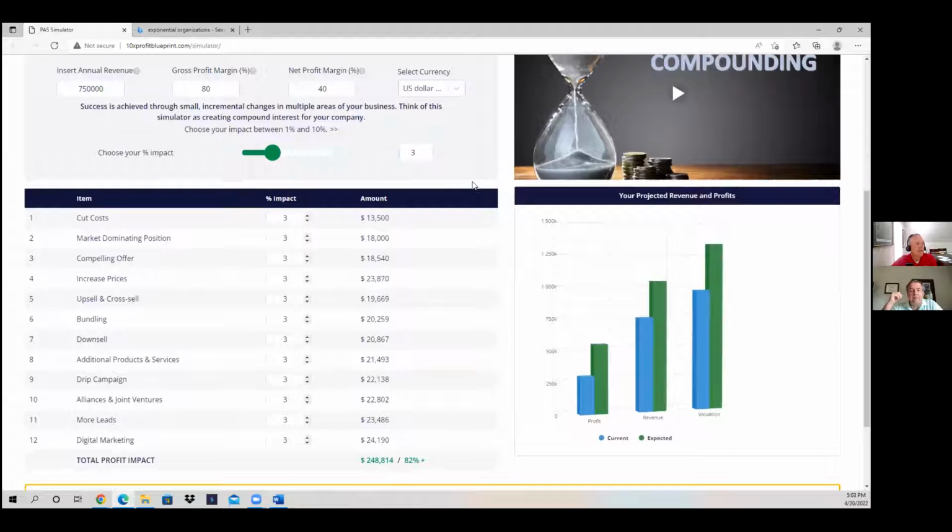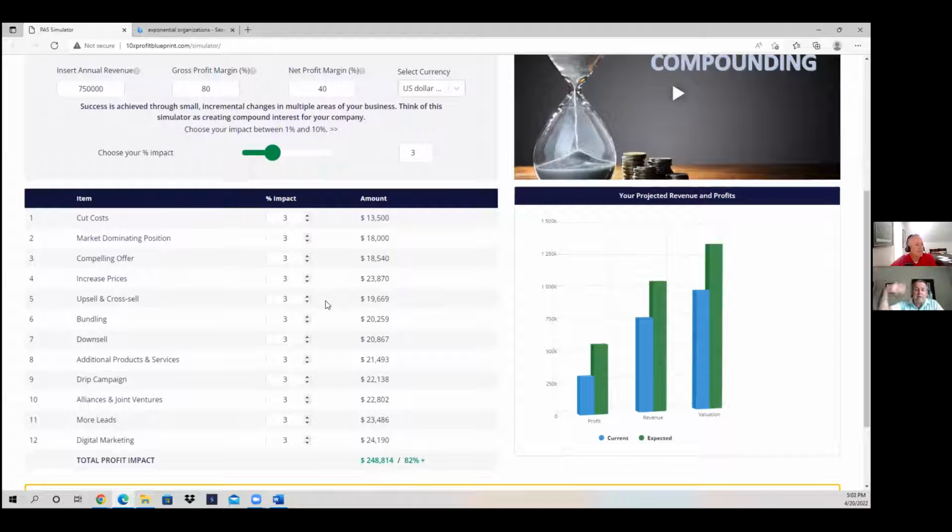So Matt, let's just bump that up 3%. What are you going to do? You're going to cut your costs. We're just introducing. Cut your costs by 3%. You create a market dominating position and increase your sales in that area by 3%. You create a compelling offer, something that makes people want to buy from you more so than they do now, a 3% change in that area. Increase your prices by 3%.